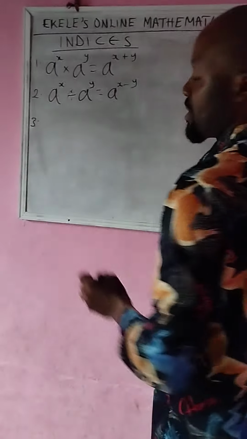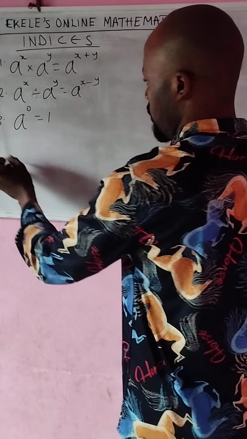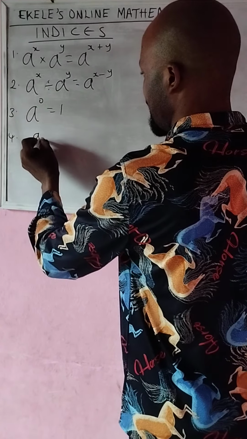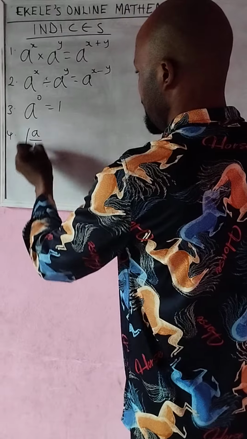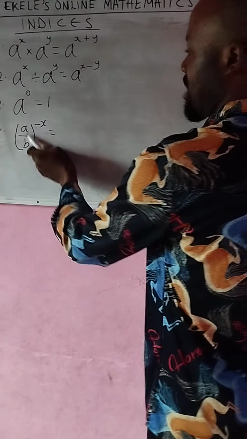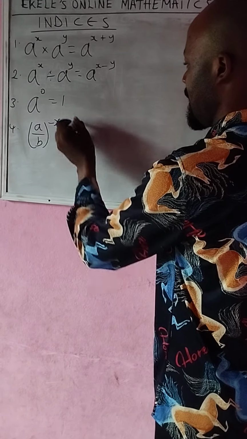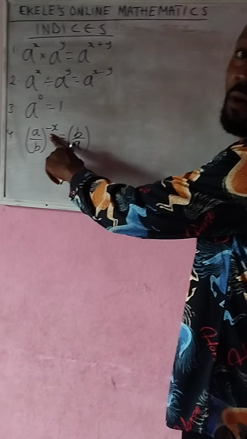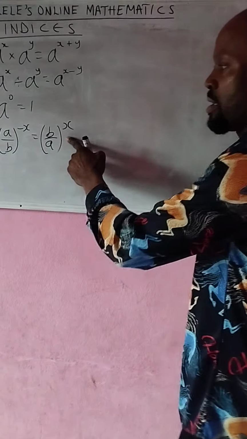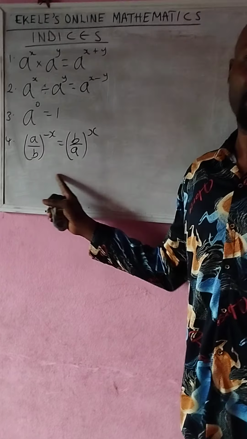Then there's another law that is called the zero law, that says a raised to the power of 0 is 1. Another law is the reciprocal law. The reciprocal law says a over b raised to the power of negative x is equal to, interchange the numerator and the denominator, you have b over a, the negative power will change into a positive power. This fourth law is called the reciprocal law of indices.